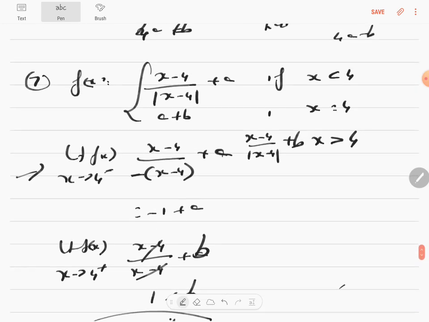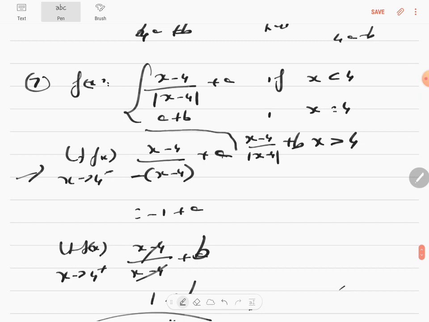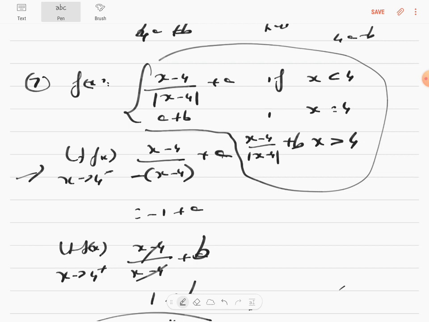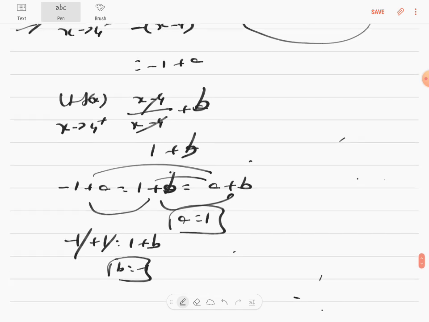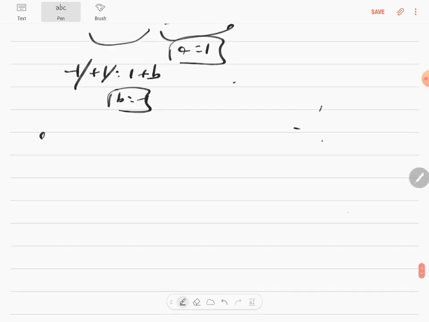So make sure that you do it correctly. I left the right hand limit, that's the issue. When the question gives specific conditions for left and right, you have to do it for left and right separately. Can I go to the next sum? Yes, ma'am. Eighth question.